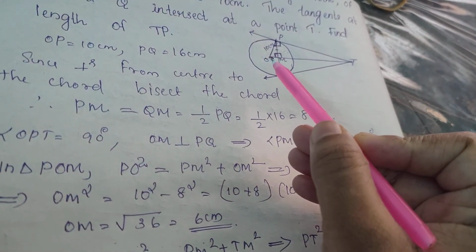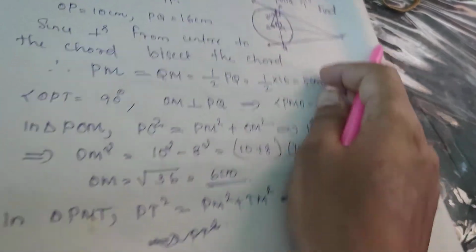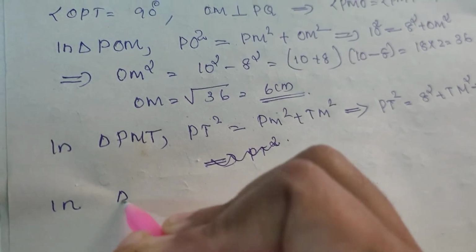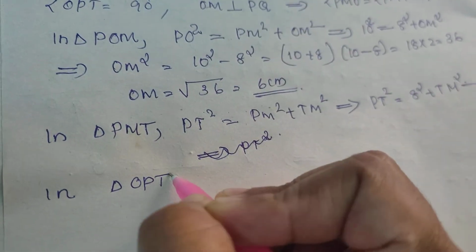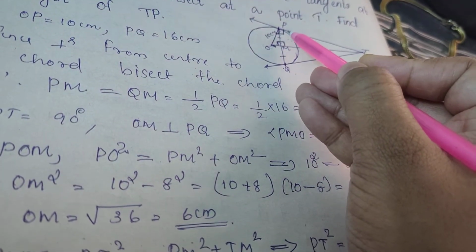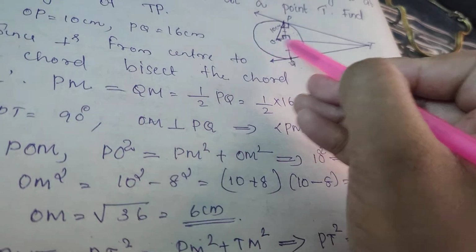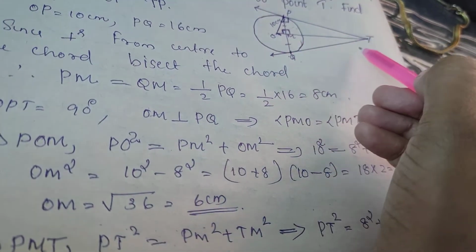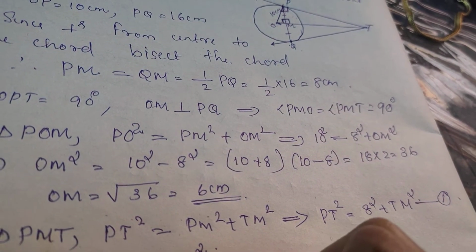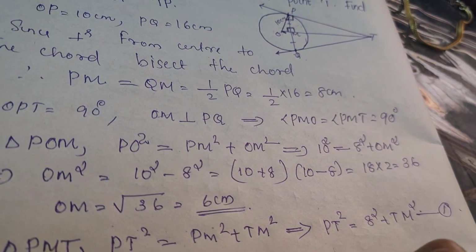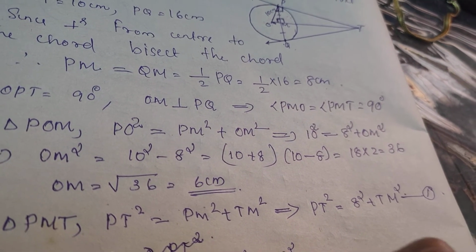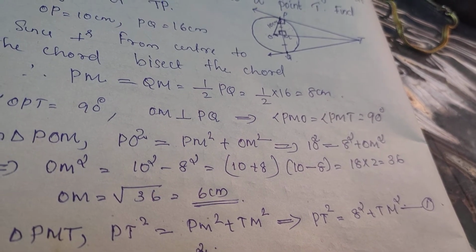Next consider the complete triangle, that is the biggest triangle, triangle OPT. So next we consider the next 90 degree triangle in triangle OPT. In triangle OPT, the position of 90 is P, so the opposite side is OT, that is the hypotenuse. OT square is equal to PT square plus OP square.